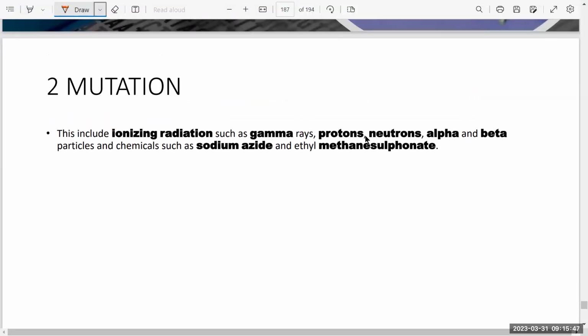Then we can use gamma rays, protons, neutrons, alpha, beta, and chemicals like sodium azide and methanesulfonate. These are the chemicals we can use to induce mutation, and we can use radiations to induce mutation. Now, this mutation is a big story. Unfortunately, we haven't learned it yet.